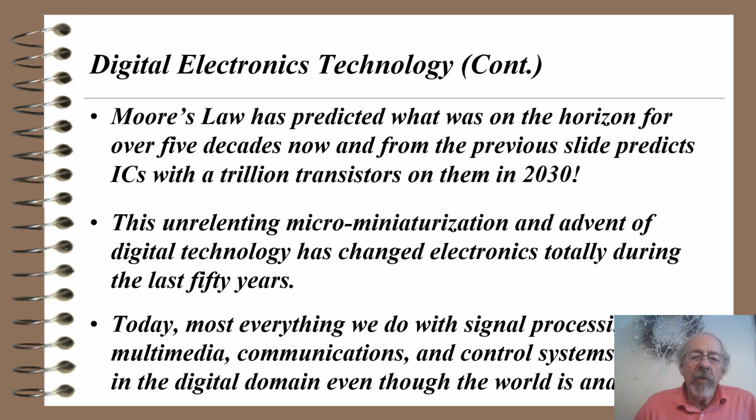Again, continuing with digital electronics technology, Moore's law has predicted what was on the horizon for over 6 decades now, and from the previous slide predicts ICs with 1 trillion transistors on them in 2030. Quite amazing. This unrelenting micro-miniaturization and advent of digital technology has changed electronics totally during the last, should be 60 years. Today, most everything we do with signal processing, multimedia, communications, and control systems is done in the digital domain, even though the world is analog and we are analog beings.